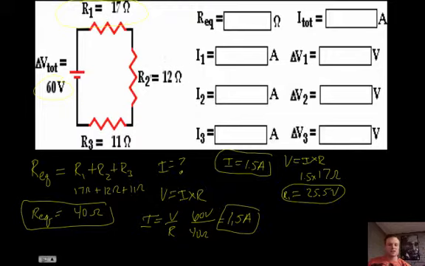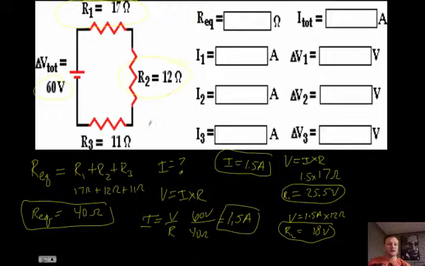Now I'm wondering what the voltage drop is at resistor 2. To do that, I'm going to use the same formula, Ohm's law, V equals I times R, where I is 1.5 amps, times R, which is 12 ohms. If you do that math problem, at R2 the voltage would be 18 volts. So there would be a voltage drop of 18 volts at R2.